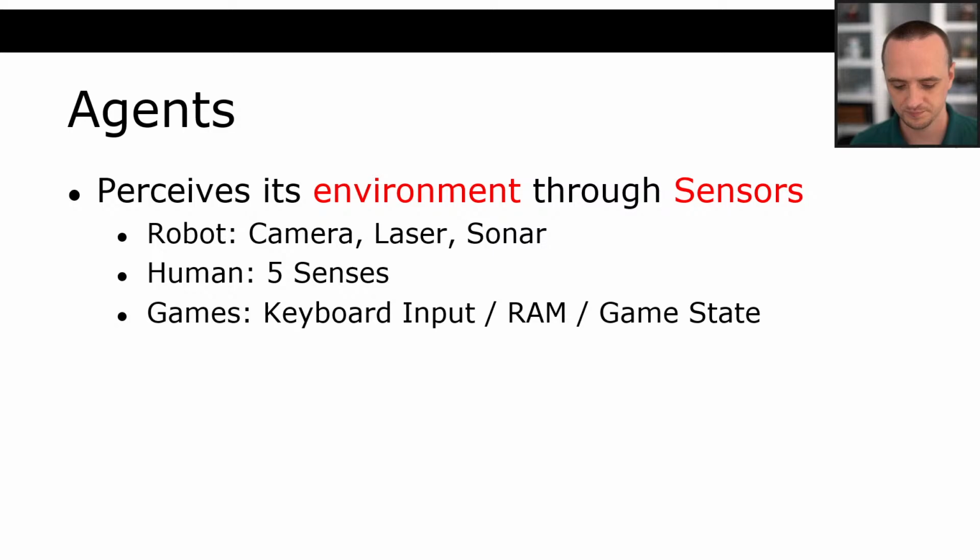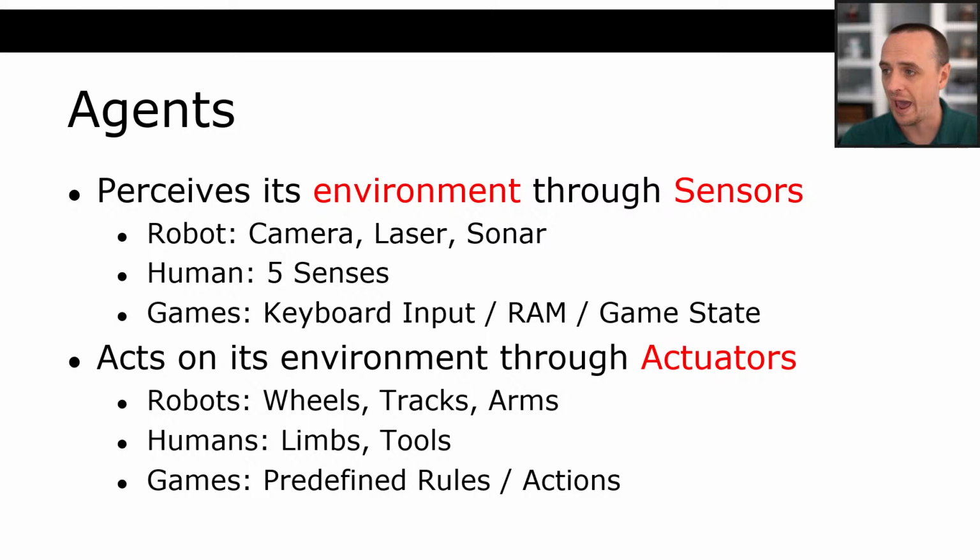And an agent is going to act on its environment through actuators, right? So a robot might have wheels, tracks, arms, some turny thingy or a laser or whatever. Humans have limbs, so I can pick up my phone. This is a good excuse to take a drink. I can pick up this glass of water. I can drink the water with my mouth.